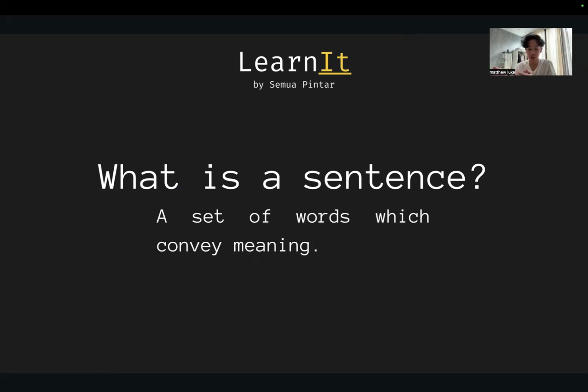Now, sentences come in many different shapes and forms, such as a question, and a set of words which convey meaning being a regular sentence. However, over here, we'll be talking about just a regular sentence without any punctuation. So we'll only be using a period. Punctuation will be covered in the classes going forward after this. But for now, we'll be focusing on the basic sentence and how a sentence is formed.